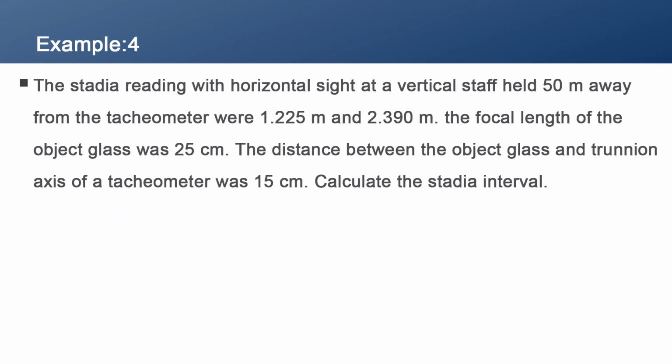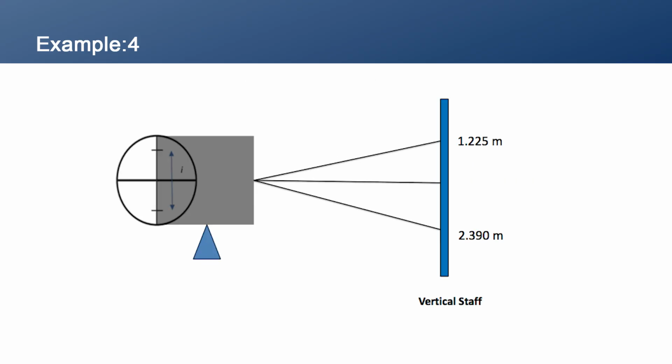Moving to the next example, the stadia reading with the horizontal side at a vertical staff held 50 meter away from the tacheometer were 1.225 and 2.390 meter. The focal length of the object glass was 25 centimeter. The distance between the object glass and the trunnion axis of the tacheometer was 15 centimeter. Calculate the stadia interval. A figure is given here for you to clearly visualize the problem.